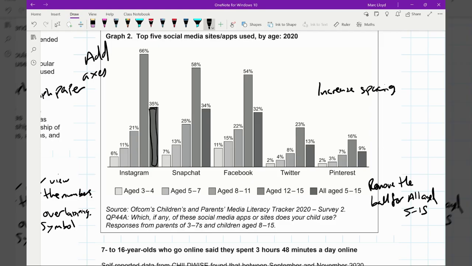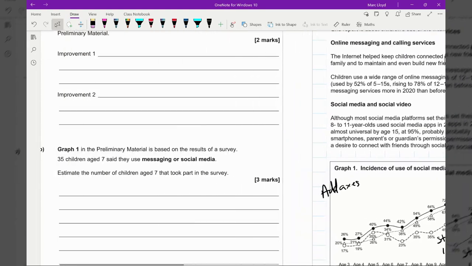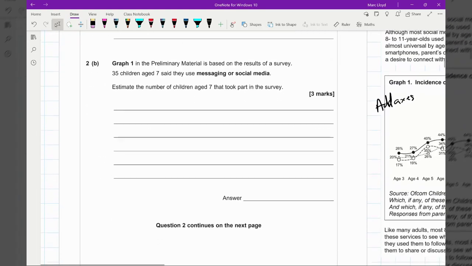What else have we got here? Yes, we could have even gaps as well. So have even gaps between the ages. So 3 to 4 is a gap that's got 2 years. It's got 3 years. That's got 3 years. That's got 3 years, and that's just all of it. So having like an even space would be a lot better. Right, that's part A done, and there's lots there for you to look at, and they do sound quite basic.